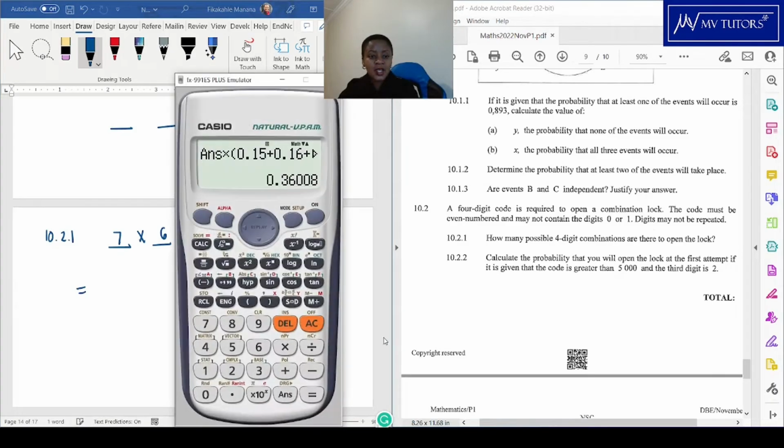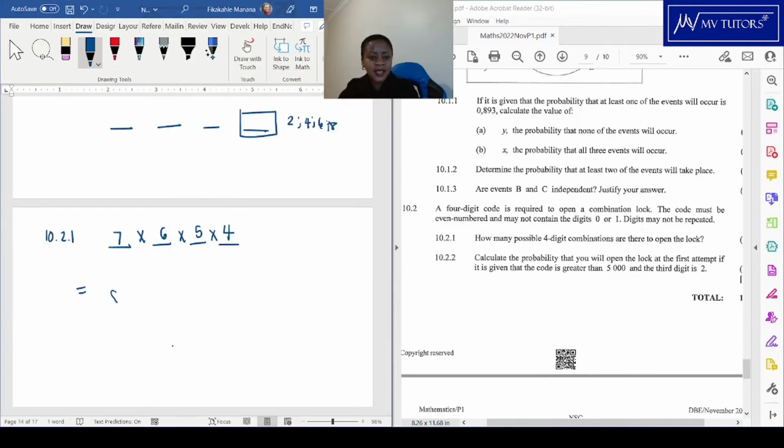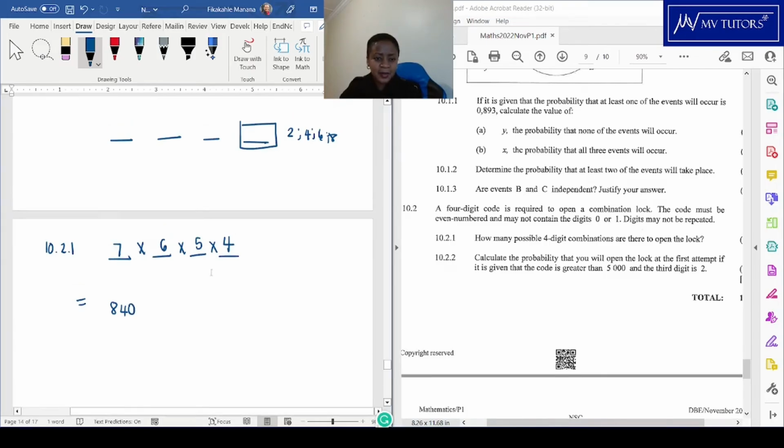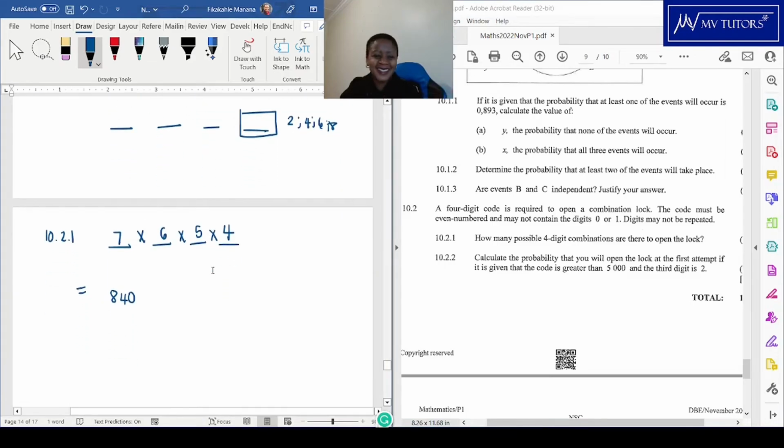All right, and how many marks is this? 3 marks. Okay, that's nice. So you have 7 times 6 times 5 times 4. So you have 840. I think there is another way you could have done it, but let's not go there. I wanted to use that formula of the amount that you have divided by the amount that you can actually choose from, but no, this is unique. You need to separate it. Okay.